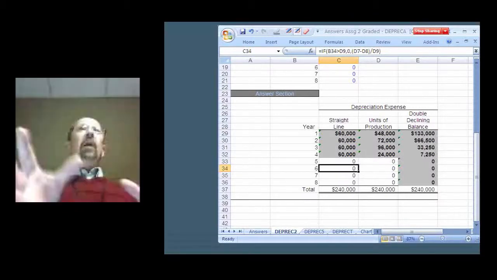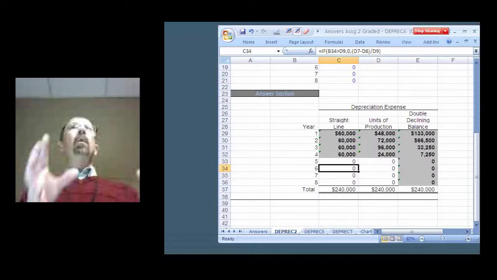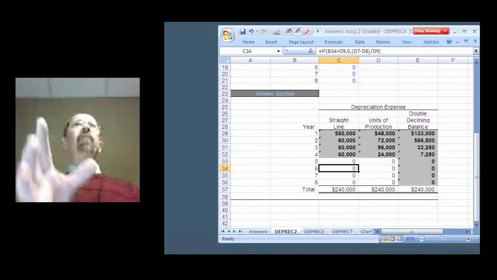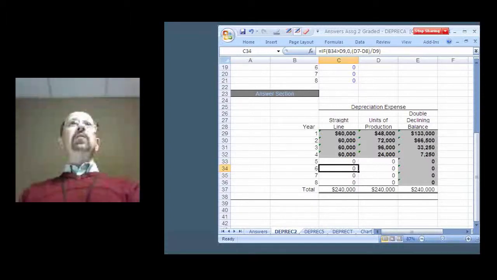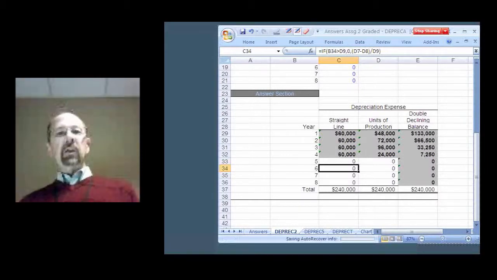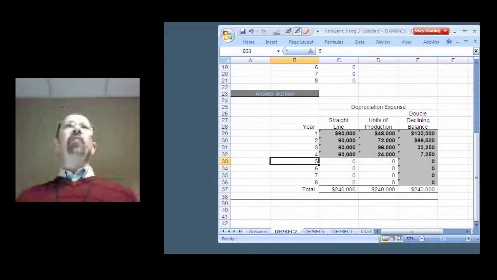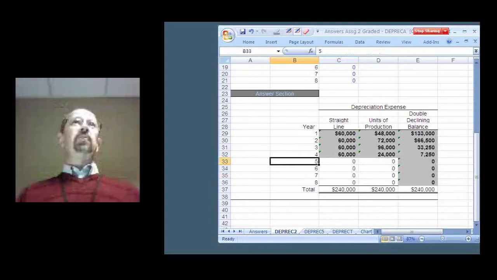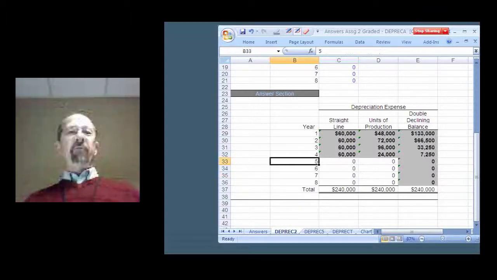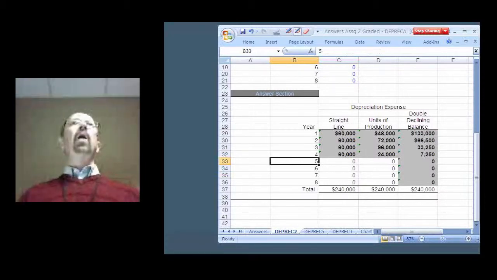It's saying, if this is true, put down 0. If it is not true, do these calculations. So if this 5 years is not past the life of the asset, do the calculations. If it is past the life of the asset, then put down 0. And that's really where an if statement does come into play.